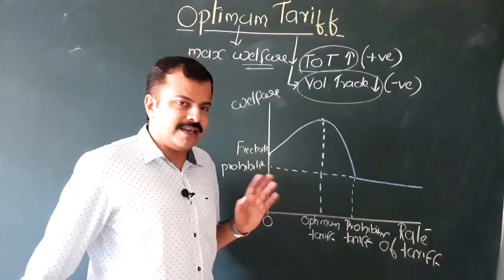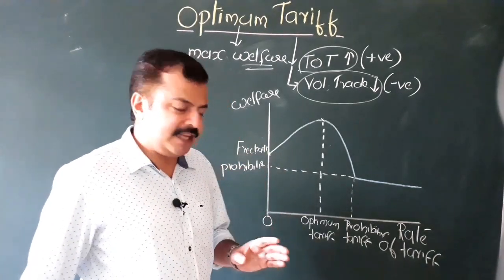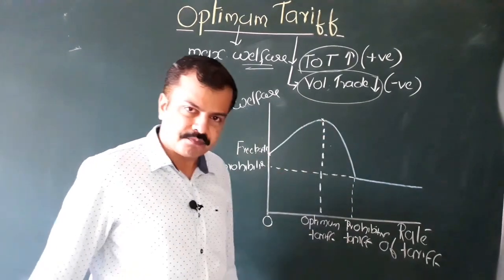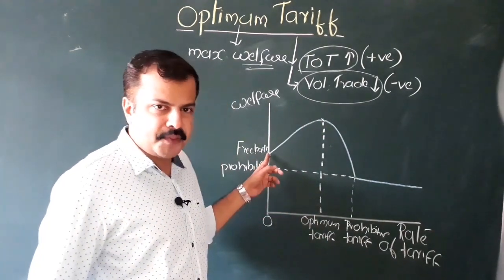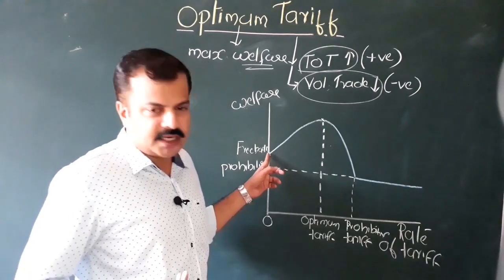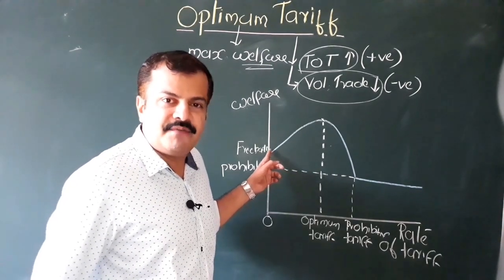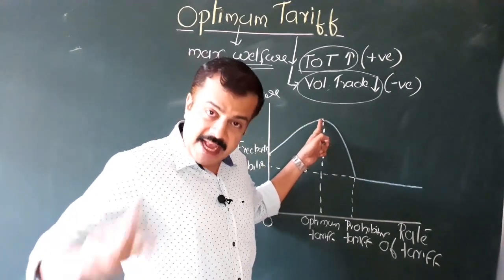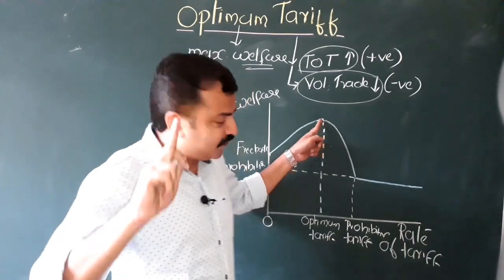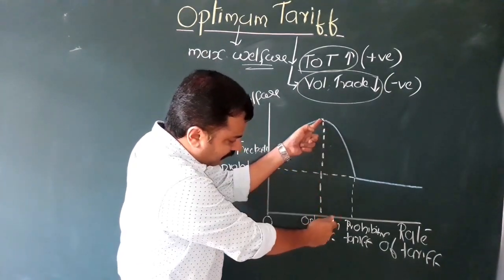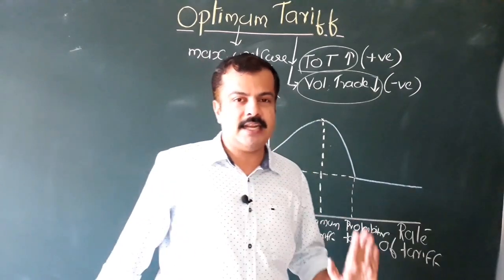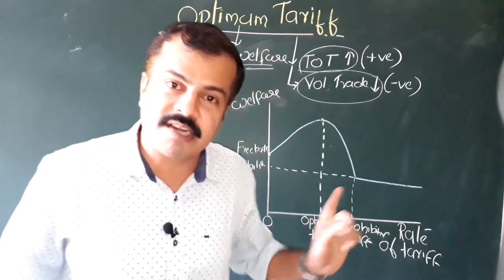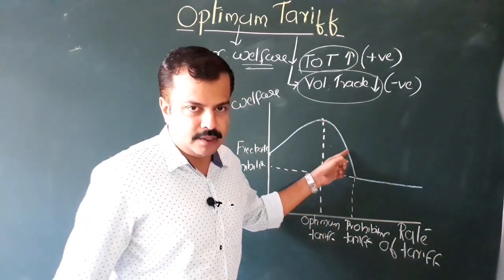So this is the concept of optimum tariff. Optimum tariff is the rate of tariff that maximizes the country's welfare. So starting from a free trade position, if one country starts imposing tariff, the welfare will increase, and welfare will reach a maximum point, and the rate of tariff corresponding to maximum welfare is known as optimum tariff.